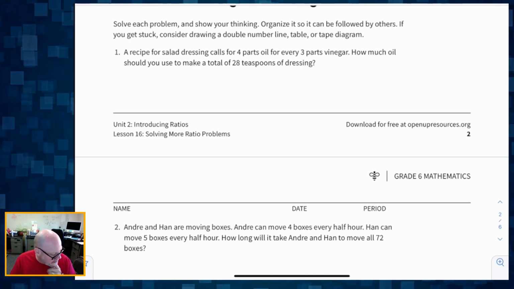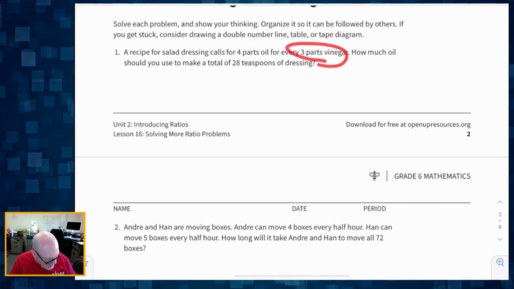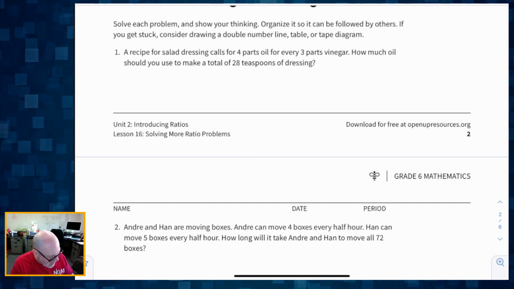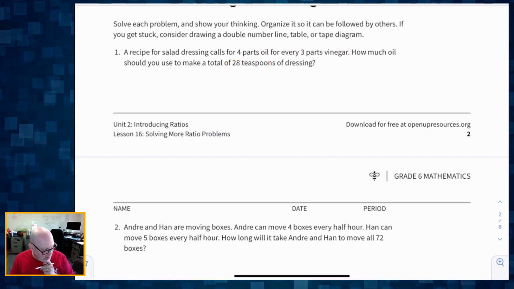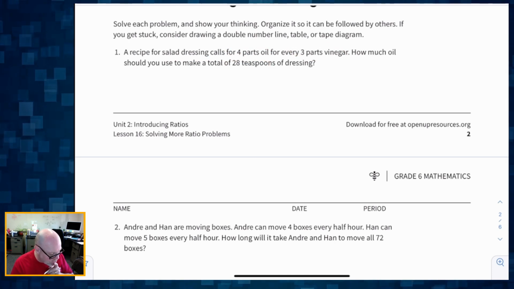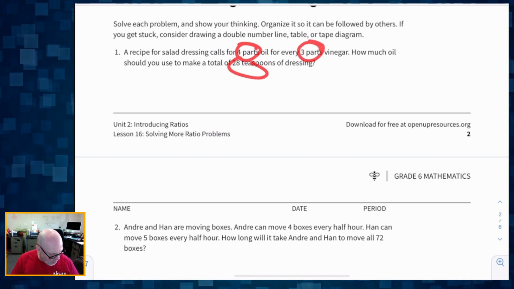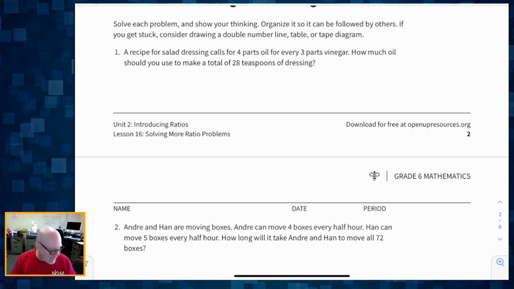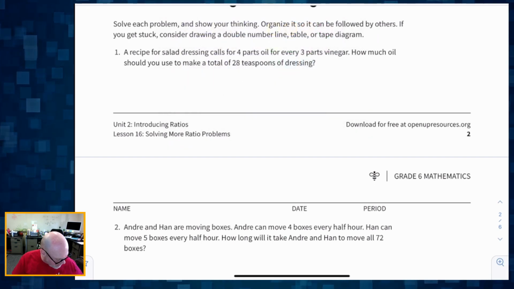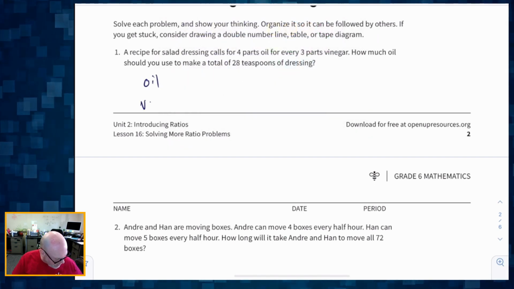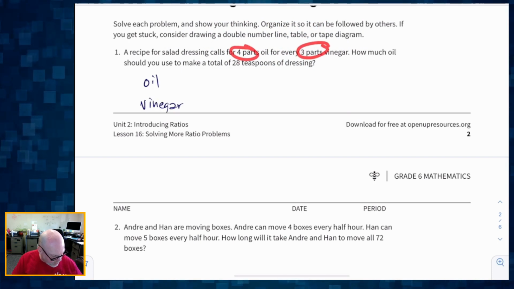So it says a recipe for salad dressing calls for 4 parts oil for every 3 parts vinegar. How much oil should you use to make a total of 28 teaspoons of dressing? So in this case, I see a part and a whole. I'm going to use a tape diagram because I kind of like it. So I have oil and I have vinegar, and I see that the ratio is supposed to be 4 to 3.